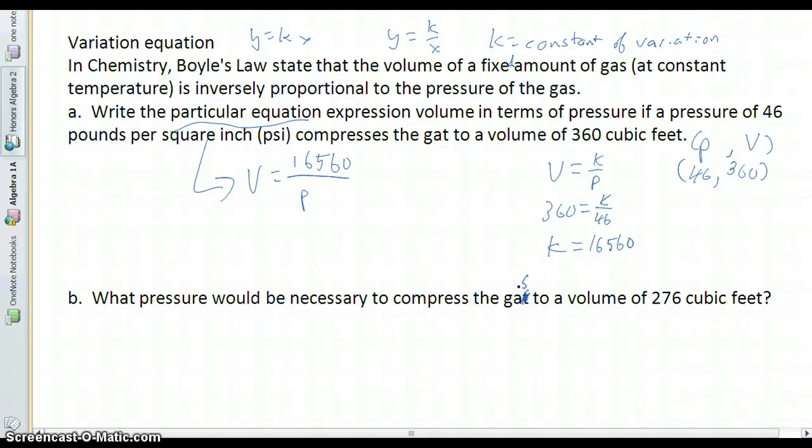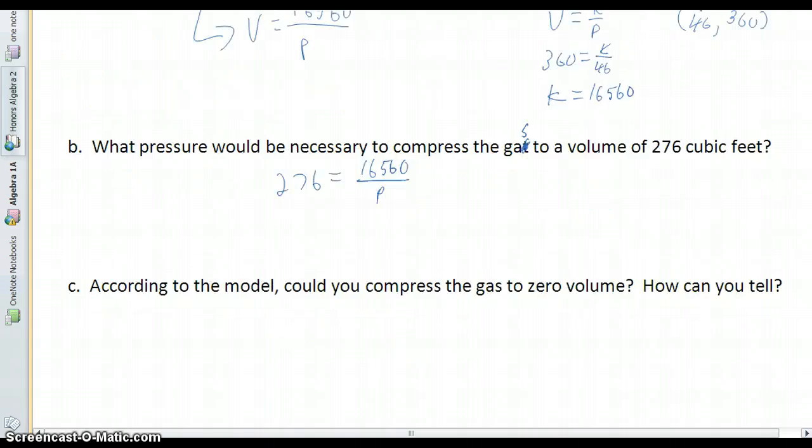It says what pressure would be necessary to compress the gas to a volume of 276 cubic feet. So that's a volume. So we're going to say 276 should be equal to the 16560 divided by P. So we have a variable in the denominator, and as we've seen several times, we want to multiply by that denominator to get it out of the denominator.